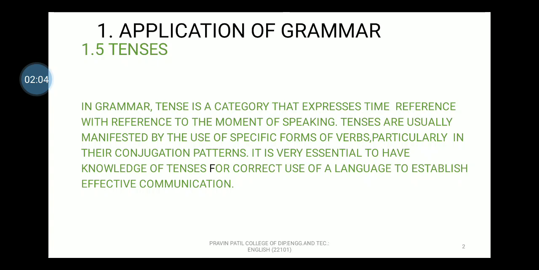So now we are discussing 1.5 tenses. Tenses is a Latin word. Guys, tenses is a Latin word which means time in the sentence. You know, the word which indicates time in a sentence is called a verb.